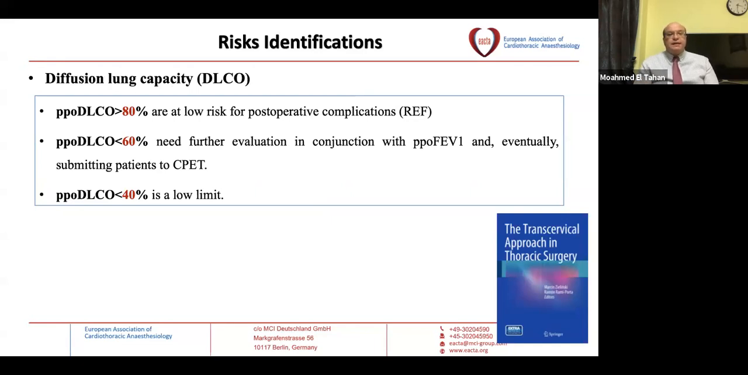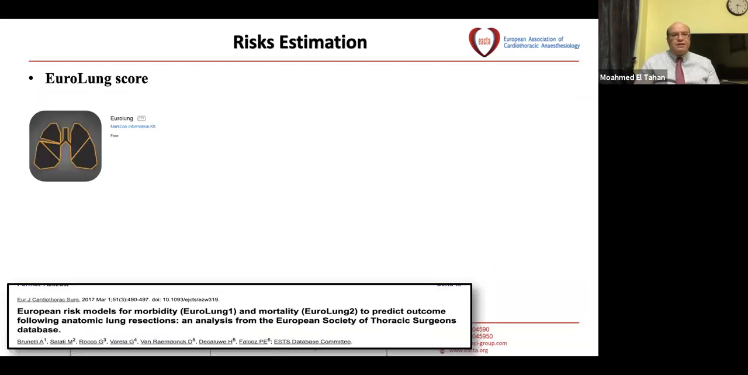Diffusion lung capacity, DLCO: if it is higher than 80%, the patient is at low risk for post-operative pulmonary complications. For less than 60% and greater than 40%, the patient needs further evaluation with predicted post-operative FEV1 and eventually a chest physiotherapy program. And if less than 40%, there is a high risk for experiencing post-operative pulmonary complications and need for mechanical ventilation.